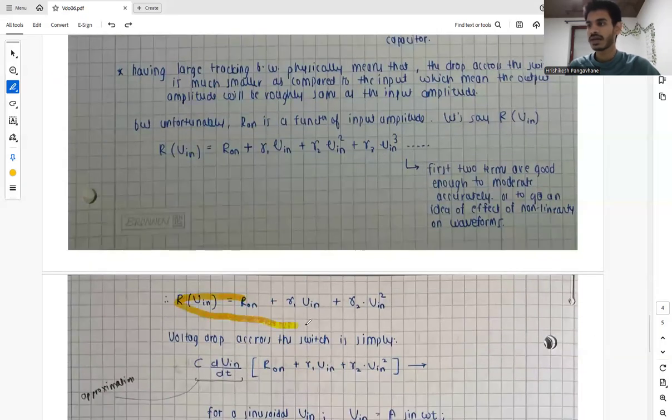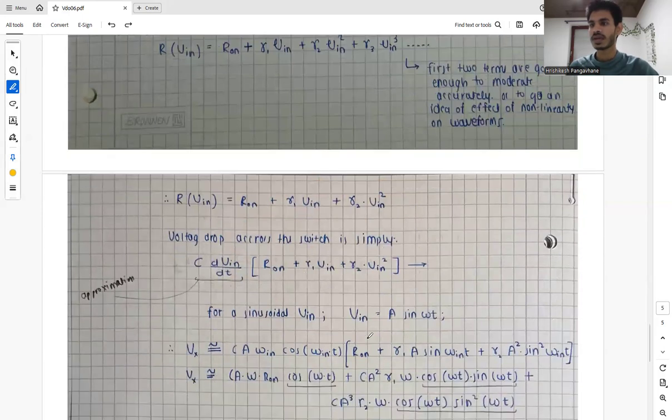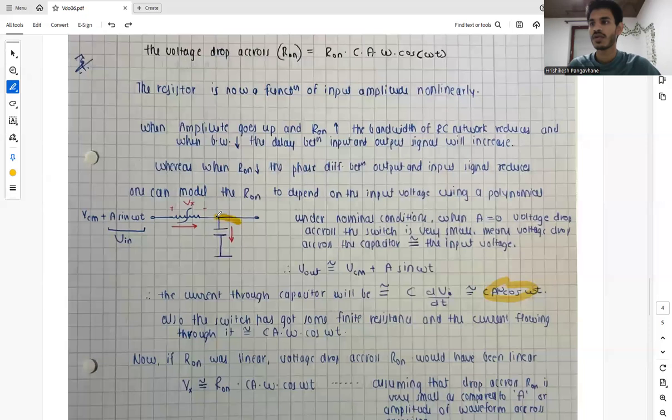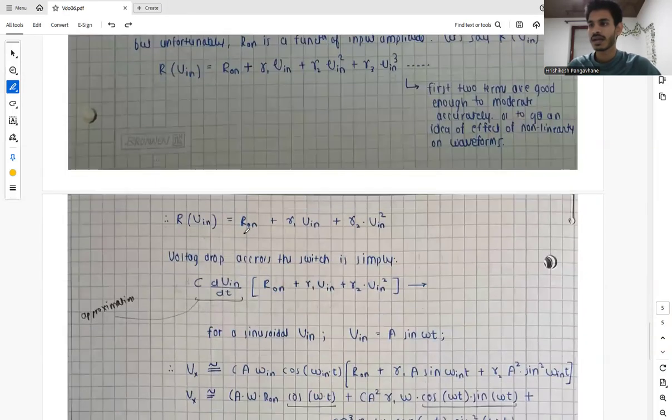So let's say R of V in is this value. Then the voltage drop across the switch is simply C dV by dt, the current, times the resistance. So this is the resistance, this is the current. We have approximated with C dV in by dt, but actually the voltage across the capacitor is V out, not V in. We have approximated that the voltage drop over here is very small, so all the voltage is sampled on the capacitor, and that's how we approximated it as C dV in by dt. So this is the current, this is the resistance. So we have the voltage drop across the switch with this value.